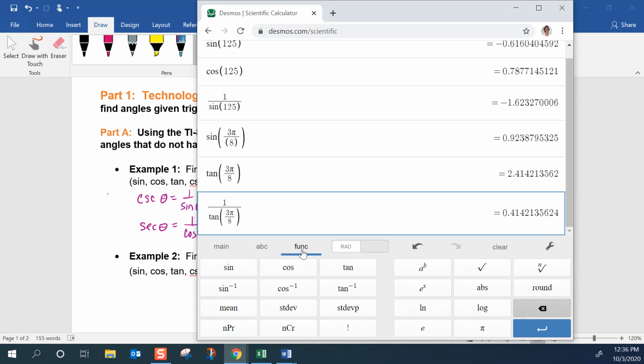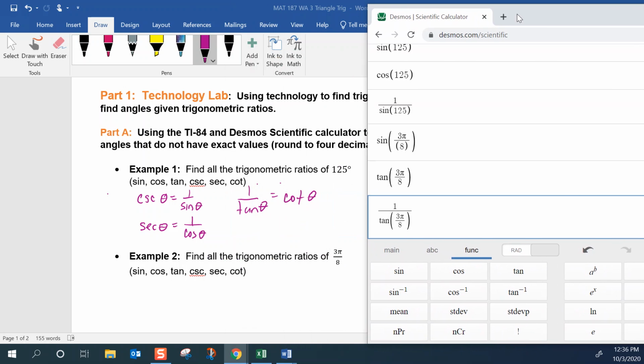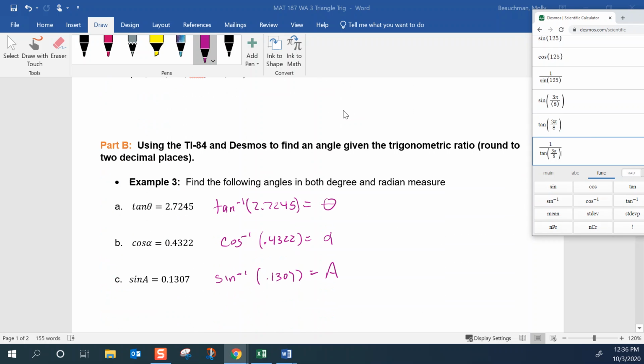So if we want to work backwards, which is the next thing we want to take a look at, we want to use Desmos to find an angle given the trigonometric ratio and round to 2 decimal places. So if you know that the tangent of an angle is 2.7245, or if you know the cosine of an angle or the sine of an angle, then we have to use what's called the inverse function. So to find the inverse, we use the inverse function, tan negative 1 of 2.7245 is equal to theta. So the inverse function is not to the power of negative 1. It means it's going the opposite direction.